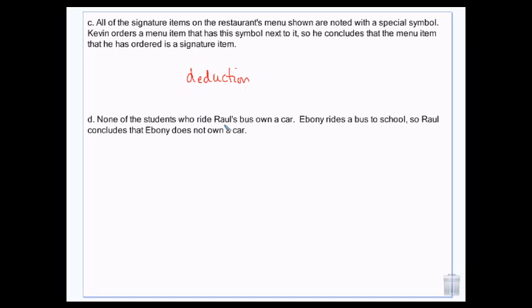And none of the students who ride Rawl's bus own a car. Ebony rides a bus to school, so Rawl concludes that she doesn't own a car. It would be induction, unless we absolutely know for a fact that Ebony doesn't own a car, or we absolutely know for a fact that nobody that rides the bus, for sure, owns a car.